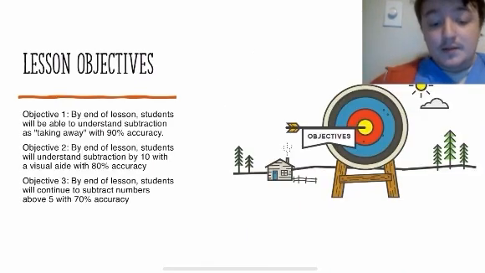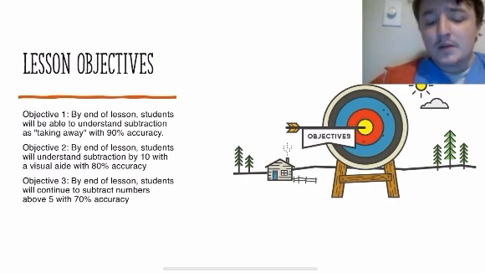As for my lesson objectives, objective 1: by end of lesson, students will be able to understand subtraction as taking away with 90% accuracy. Objective 2: by end of lesson, students will understand subtraction by 10 with a visual aid with 80% accuracy. And objective 3: by end of lesson, students will continue to subtract numbers above 5 with 70% accuracy.